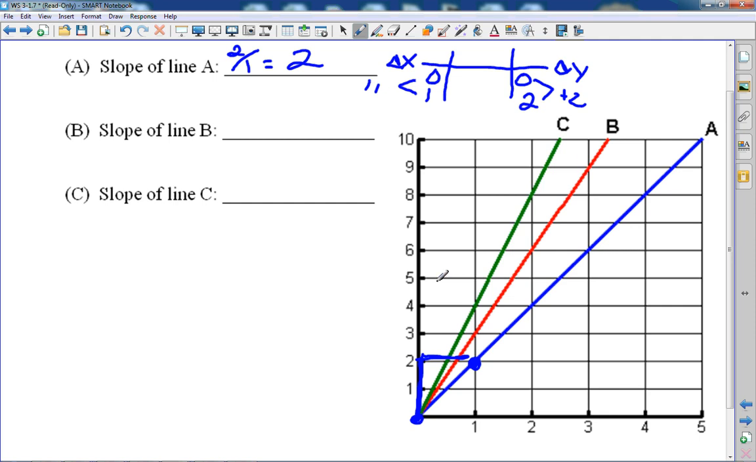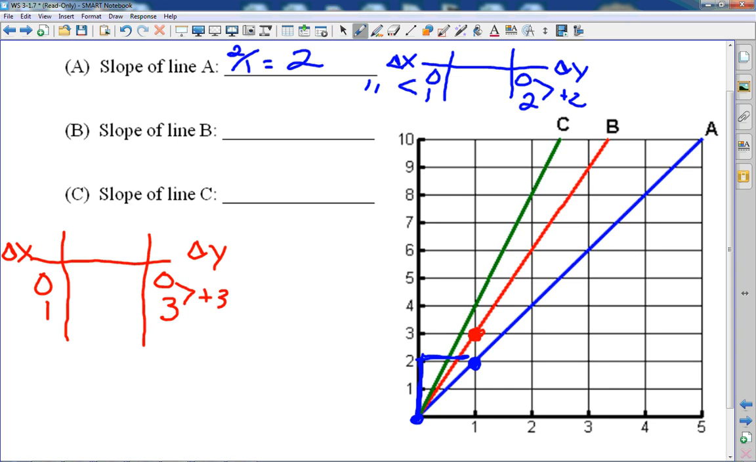The slope of line B: I would go over here to 1 and go up and put a dot. Now, remember, one of the ways you can do this is that they all start at 0, 0, and you put that ordered pair, 1 and 3, and do delta y over delta x, which looks like plus 3 over 1. Well, let's start here. I'm going up 3 and over one spot. 3 over 1 is 3. This is the slope of line B.